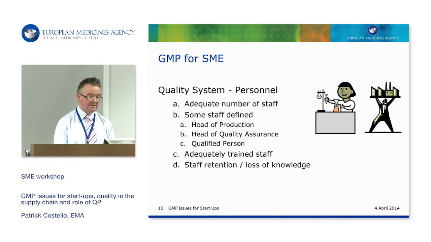One of the areas that we see, I guess, a number of issues for small and medium enterprises is personnel. There is a need to have an adequate number of staff. The GMP do have some staff defined in legislation that are expected to be in place, such as a head of production, a head of quality assurance, and as I talked about previously, the qualified person. It does outline that these staff need to be adequately trained.